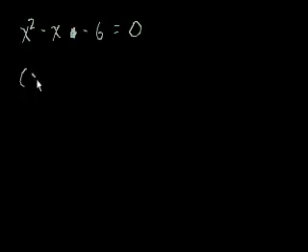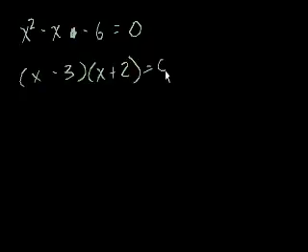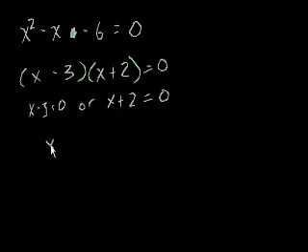So in general, you've already learned how to factor a second degree equation. You've learned that if I had, say, x squared minus x minus 6 equals 0, you could factor that as x minus 3 and x plus 2 equals 0, which means that x minus 3 equals 0 or x plus 2 equals 0. So x equals 3 or negative 2.